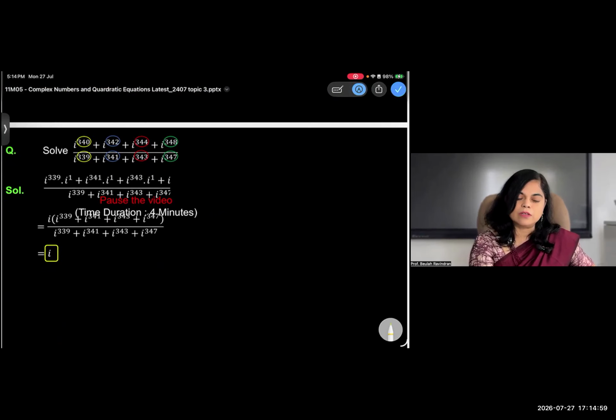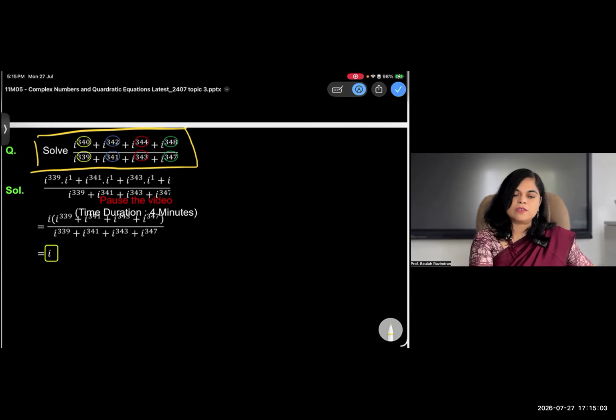When you look at a problem, suppose you are given the problem, you have to find some small trick, and then use your creativity to solve this. For example, in the numerator, you can find i^340, i^342, i^344, i^348. In the denominator, you can have i^339. So one subtracted from 340 gives 339, so i^340 is i^339 into i to the power 1. Like that you can split.